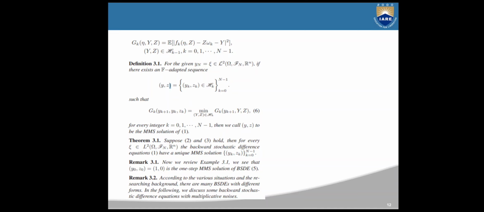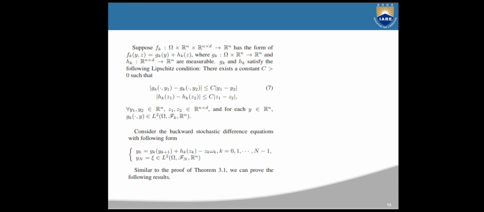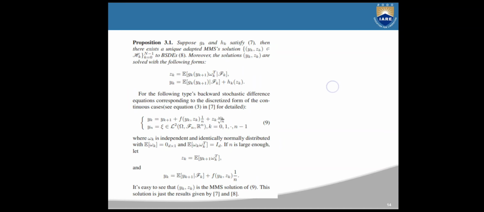We see that this is the one-step MMS solution of BSDs, according to various situations and the research background. There are many BSDs with different forms. In the following we discuss some backward stochastic difference equations with multiplicative noises. Consider the backward stochastic difference equations with the following forms. Similar to the proof of theorem 3.1, we can prove the following results. Suppose gk and hk satisfy equation 7, then there exists a unique adapted MMS solution.